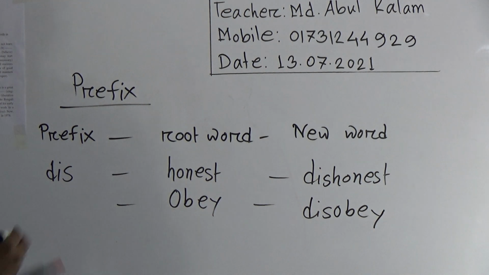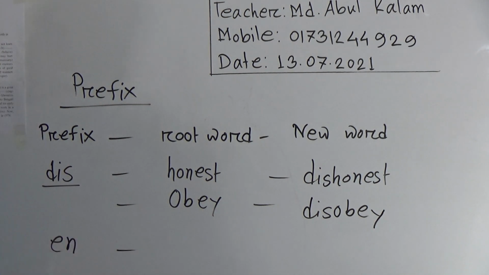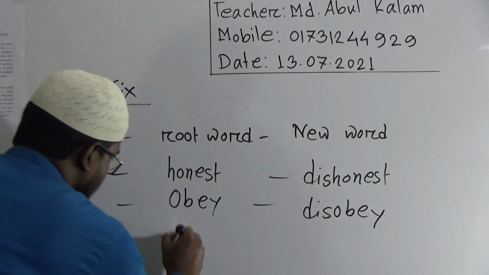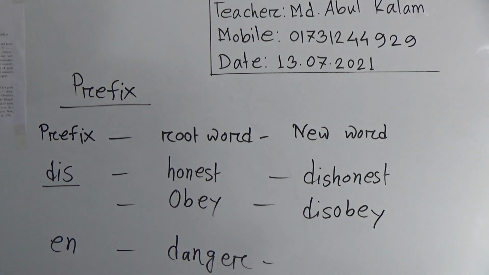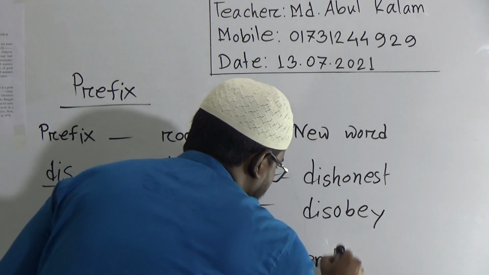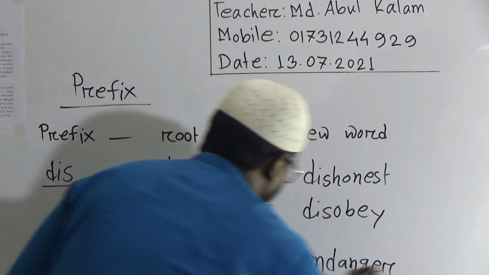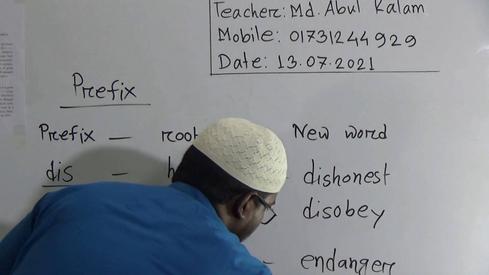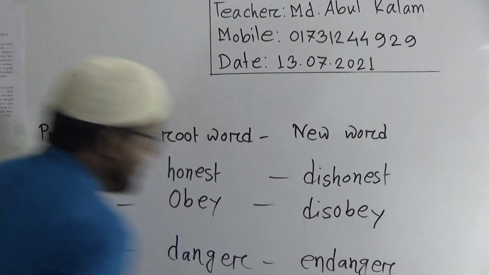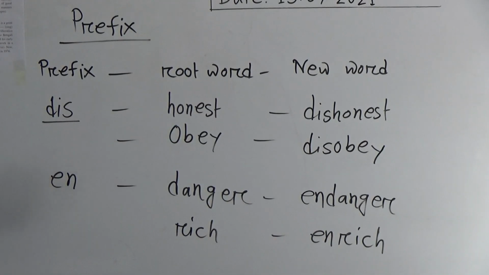Then another prefix, it is en. Look at the root word is danger, and after adding en, it will be endanger. Rich, it will be enrich. This is the formation of making new words, adding prefixes and suffixes.